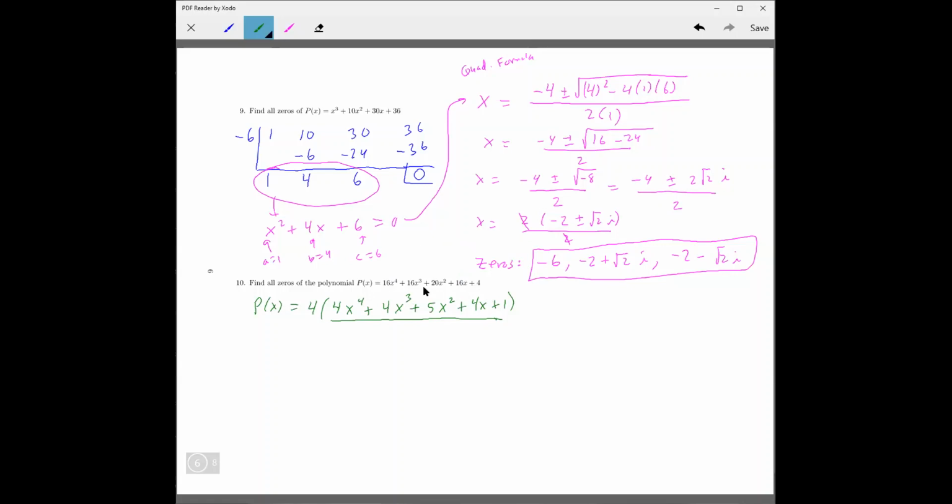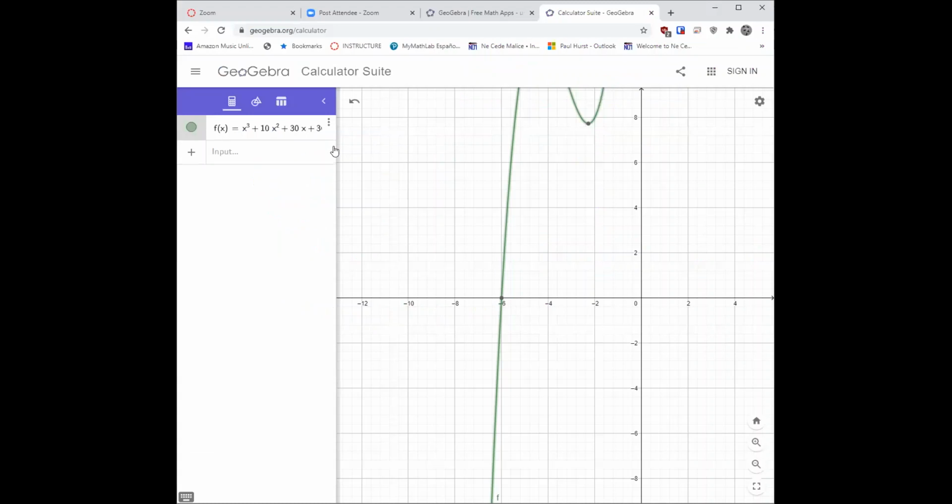Okay, so again, I'm going to use GeoGebra, and I'm going to put in 4x to the 4th plus 4x cubed plus 5x squared plus 4x plus 1. Okay, so we're going to go ahead and put that into GeoGebra. So it's 4x to the 4th plus 4x to the 3rd plus 5x squared plus 4x plus 1.